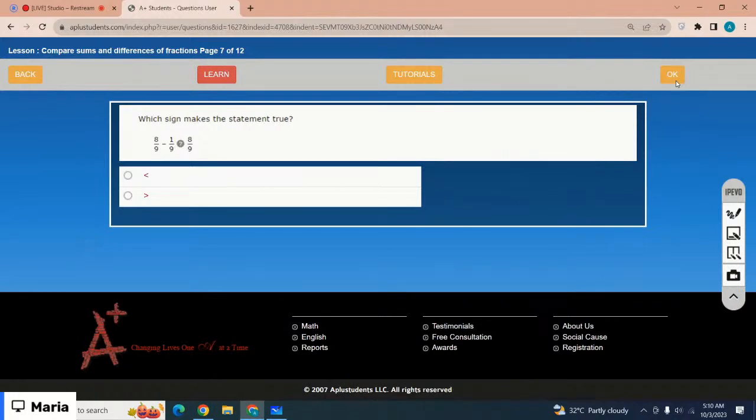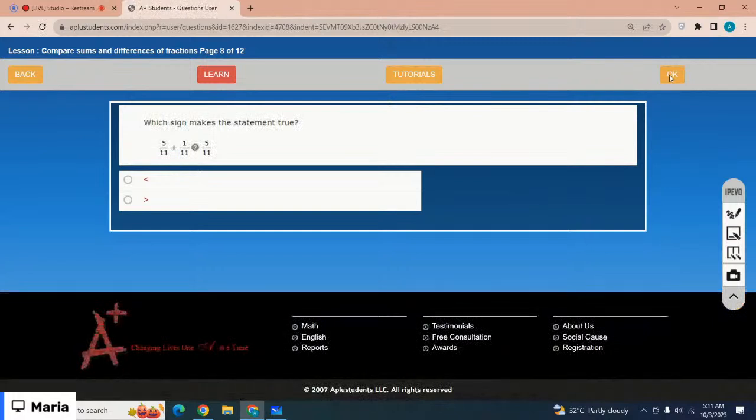You have to compare it to 8 over 9. So, which is the correct option? Yes, 7 over 9 is less than 8 over 9. You can write the answer once I can see the answer.